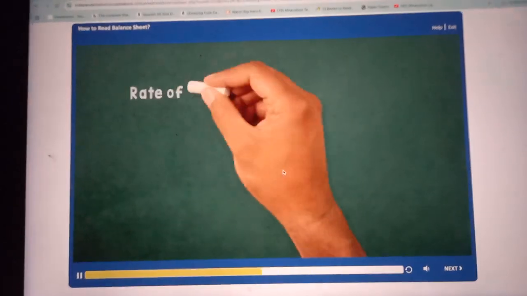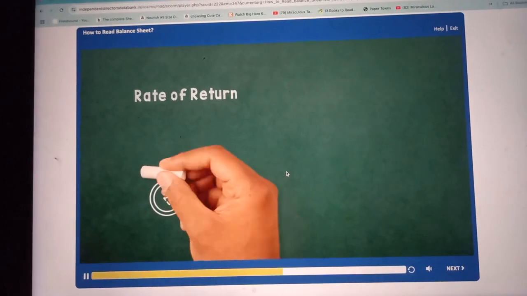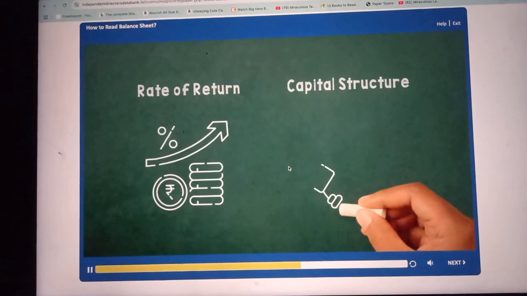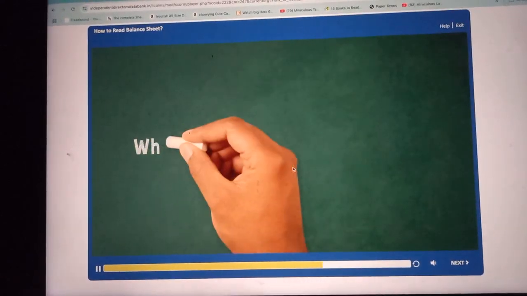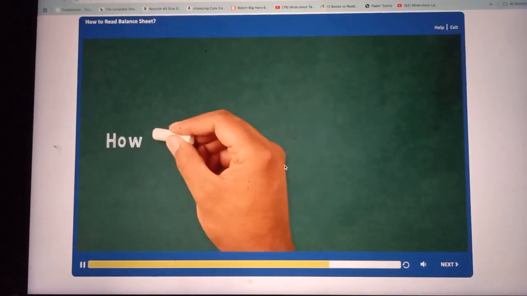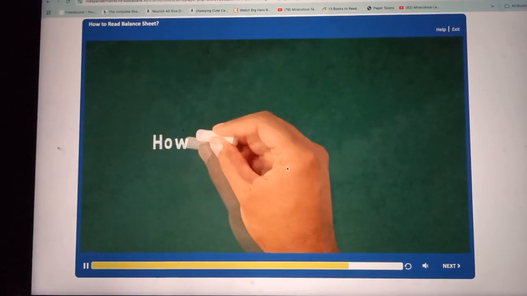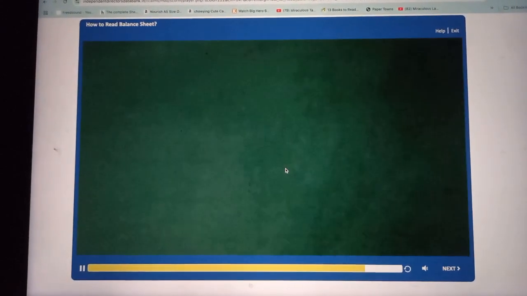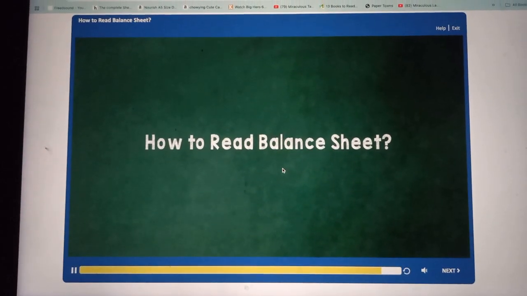Balance sheet provides a basis for computing rate of return and evaluating its capital structure. But do you know what is an audited balance sheet? How do the auditors read the balance sheet? How to read profit and loss statement? To find answers to these questions, let us go through this module on how to read balance sheet.